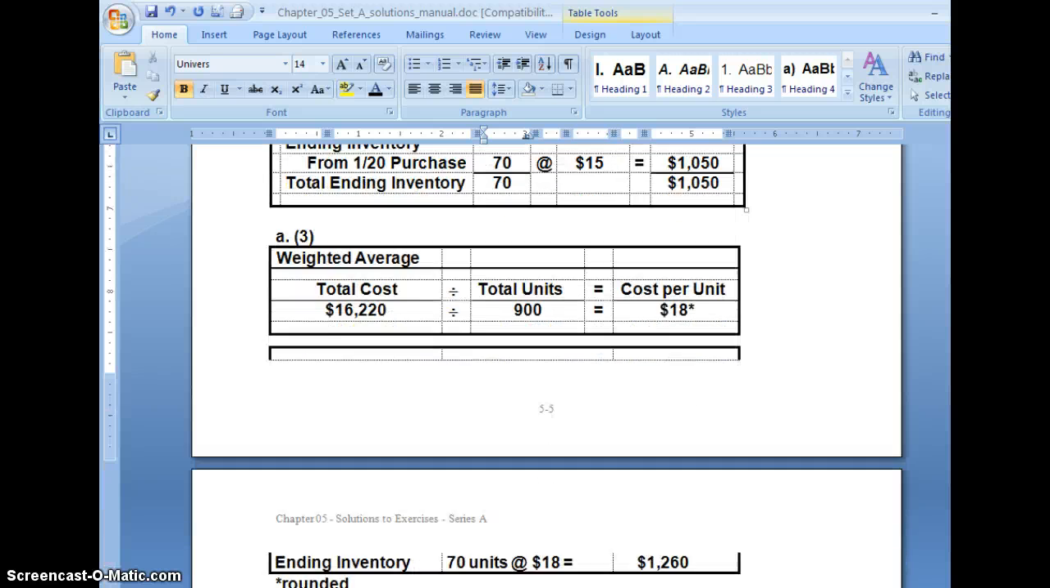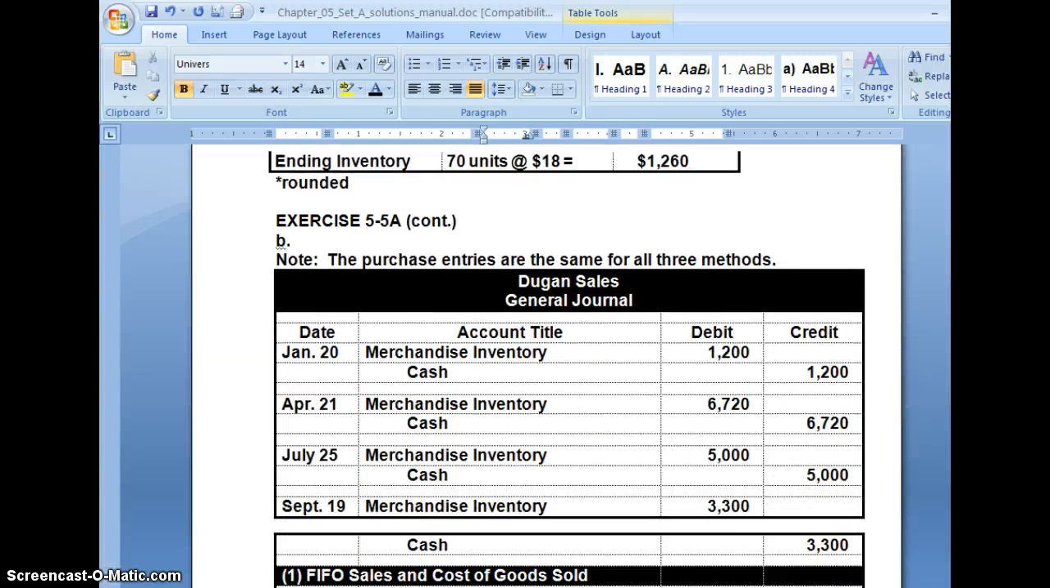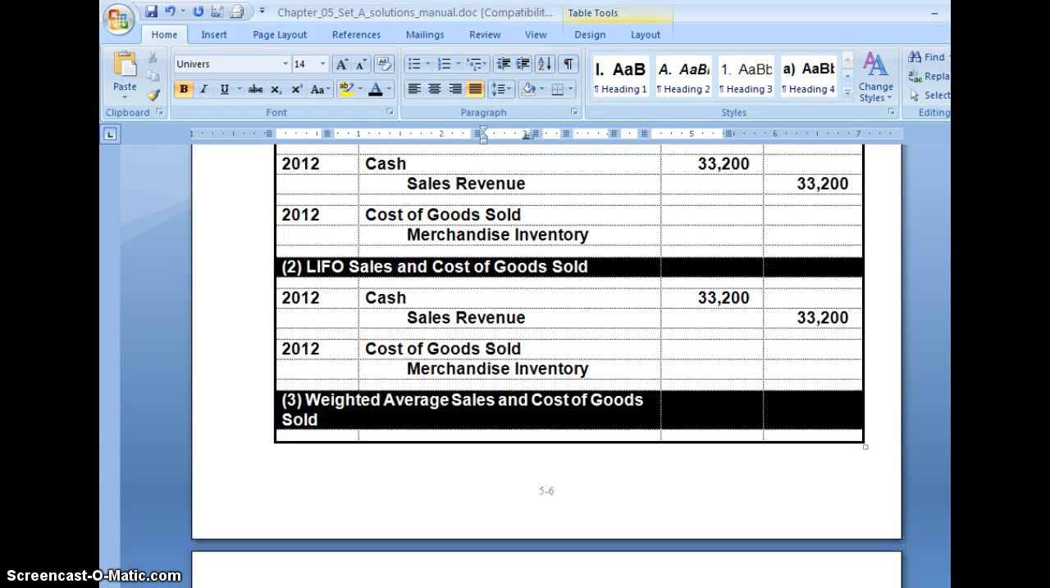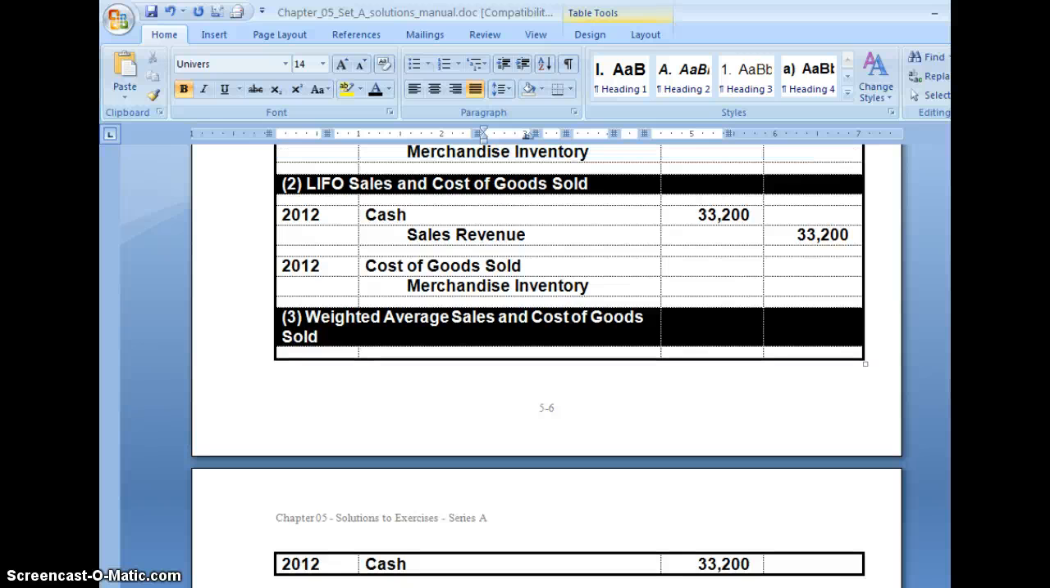So now we're going to look at what this looks like on an income statement. These are the journal entries under FIFO. These are the journal entries under the general ledger.